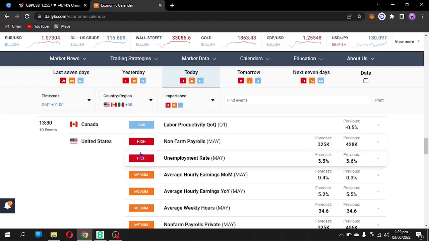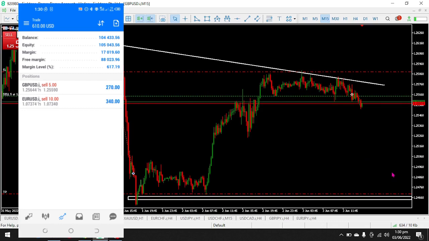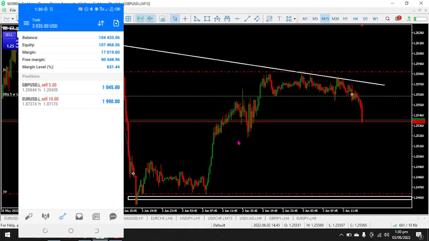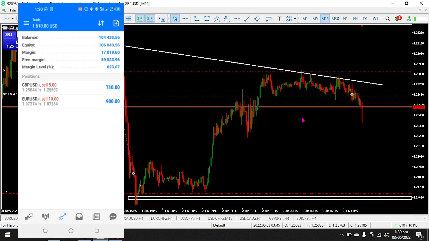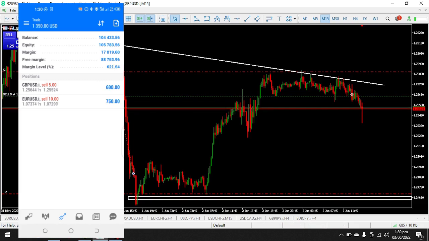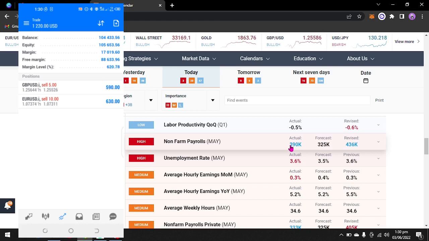This is the news that will be released just now, and it's 1:30. So you can see how it's dropping, plus $3,000 in profit. It can go back up, but we think it will continue pushing down. This is the number that was released, 390k, and the unemployment rate is 3.6%. You can see that it's still blinking. It means that it was just released.